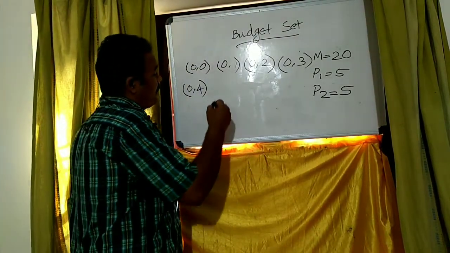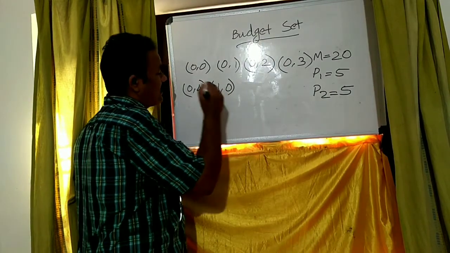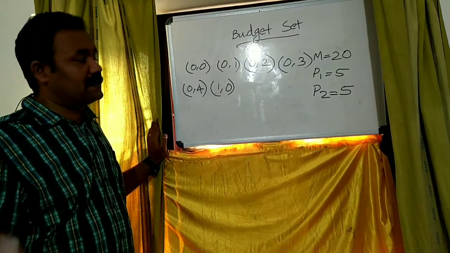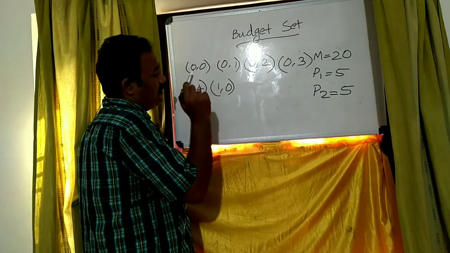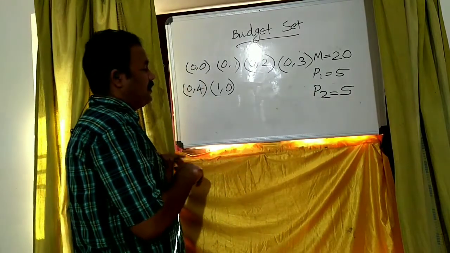The next one we can write 1, 0. Consumer is purchasing 1 unit of the first commodity and not purchasing the second commodity. Then what is total expenditure? Here 1 into price of the first commodity, 1 into 5, that is 5.